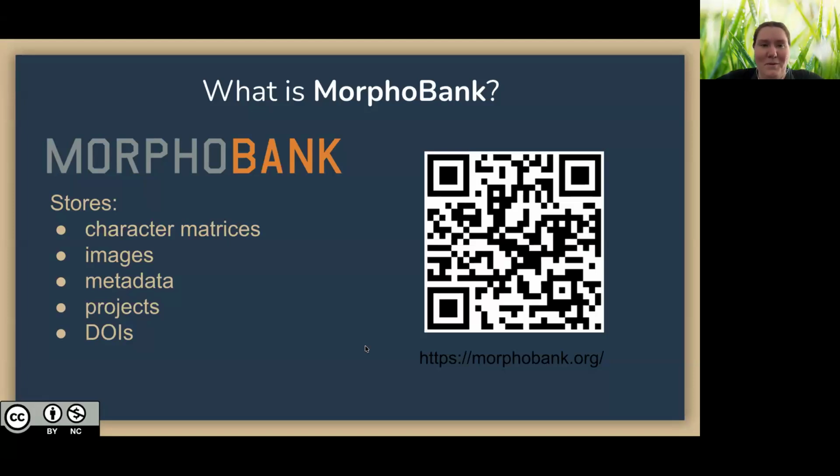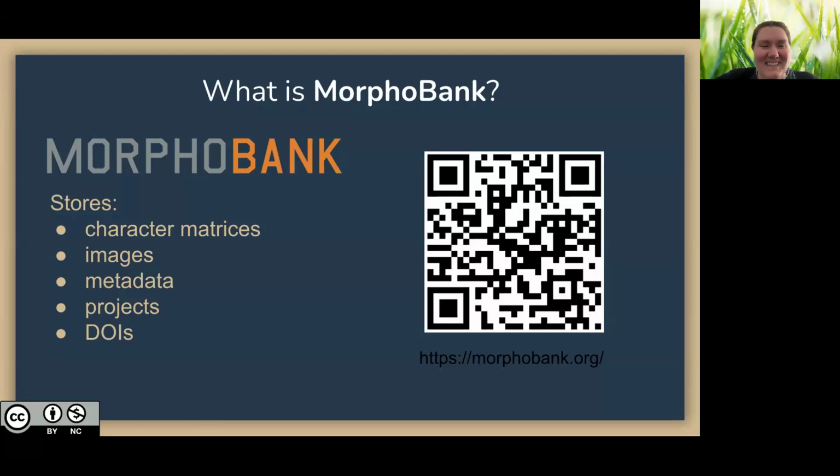Okay, so what is MorphoBank? MorphoBank is a specialized repository that allows you to store various things related to morphology and phylogenetic matrices. One, it can store character matrices. It can also store images, and with images, we take 2D and 3D images. You don't even need to actually have a phylogenetic matrix. You can just create a new MorphoBank project and store a couple hundred images of different specimens if you want. So it's a great way to just focus on any of the data related to morphology.